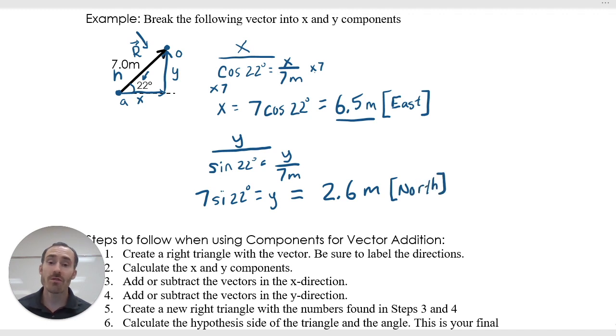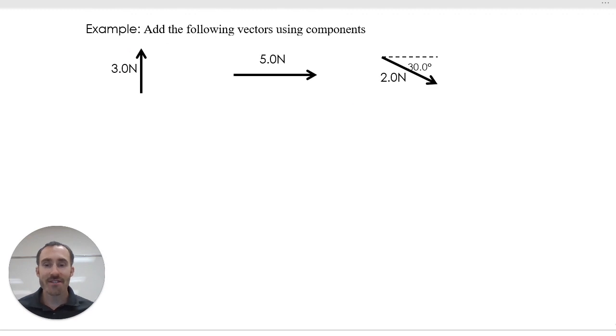So that's what you need to be able to do in order to work with components. You need to be able to split an angled vector into its perfect x and y components, and then later on we're going to put those back together using the Pythagorean theorem. So let's add these three vectors, for example.